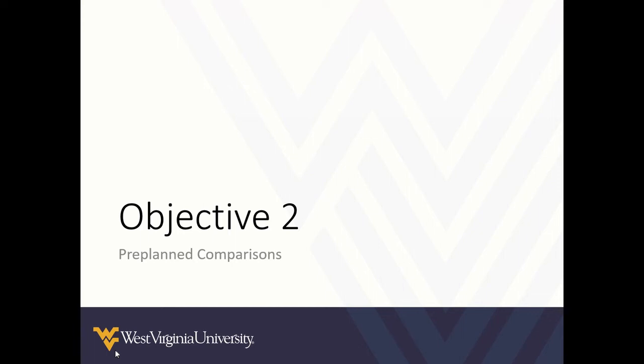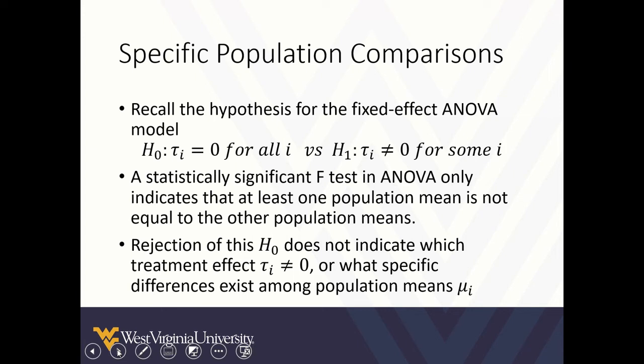Okay, so this brings us to our second objective, which is to talk about our pre-planned comparisons. This is a topic in statistics, particularly when we're talking about analysis of variance, that is very important. As we talked about in our previous class, our fixed effects ANOVA model has the null hypothesis tau i equal to 0 for all i, versus our alternative hypothesis where tau i is not equal to 0 for some i.